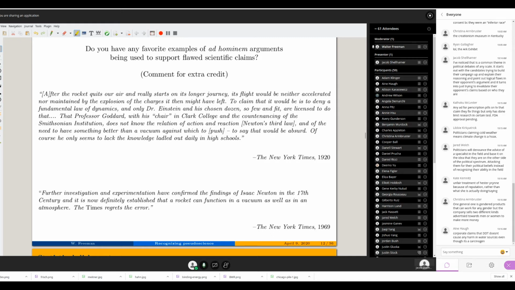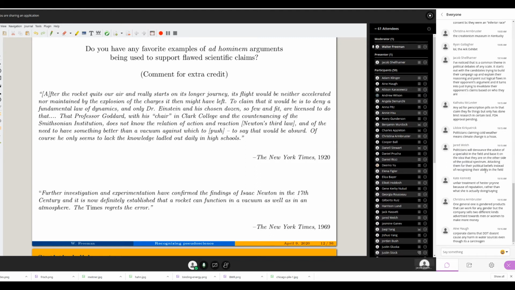So, what are some of your other examples? Kalhaku mentions ads for prescription pills on TV that claim they fix things, but the research is limited and incomplete. Yep. Politicians claiming cold weather means climate change is a hoax. Yes, this is an example of biased data. The fact that it snows sometimes in Syracuse doesn't mean climate change is not happening.